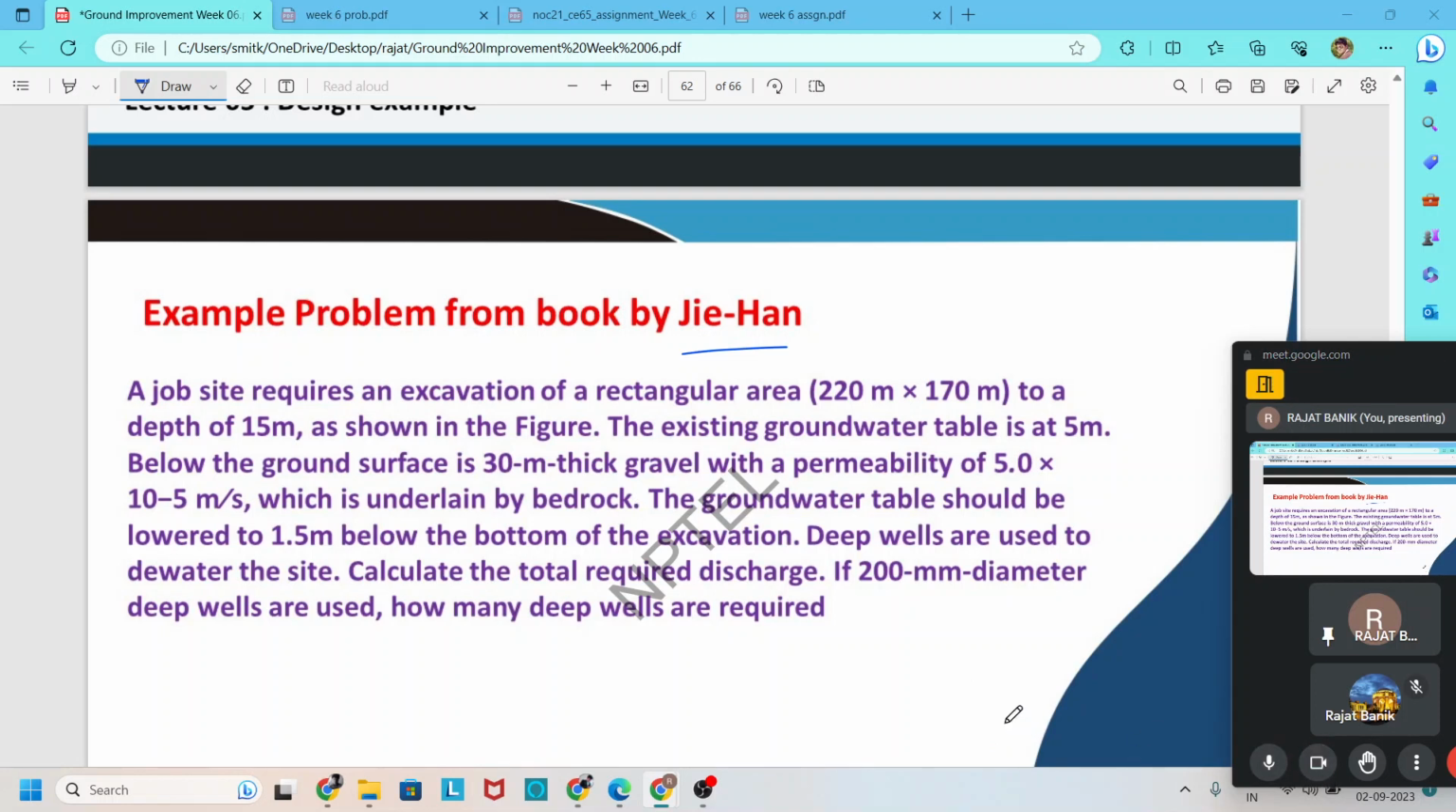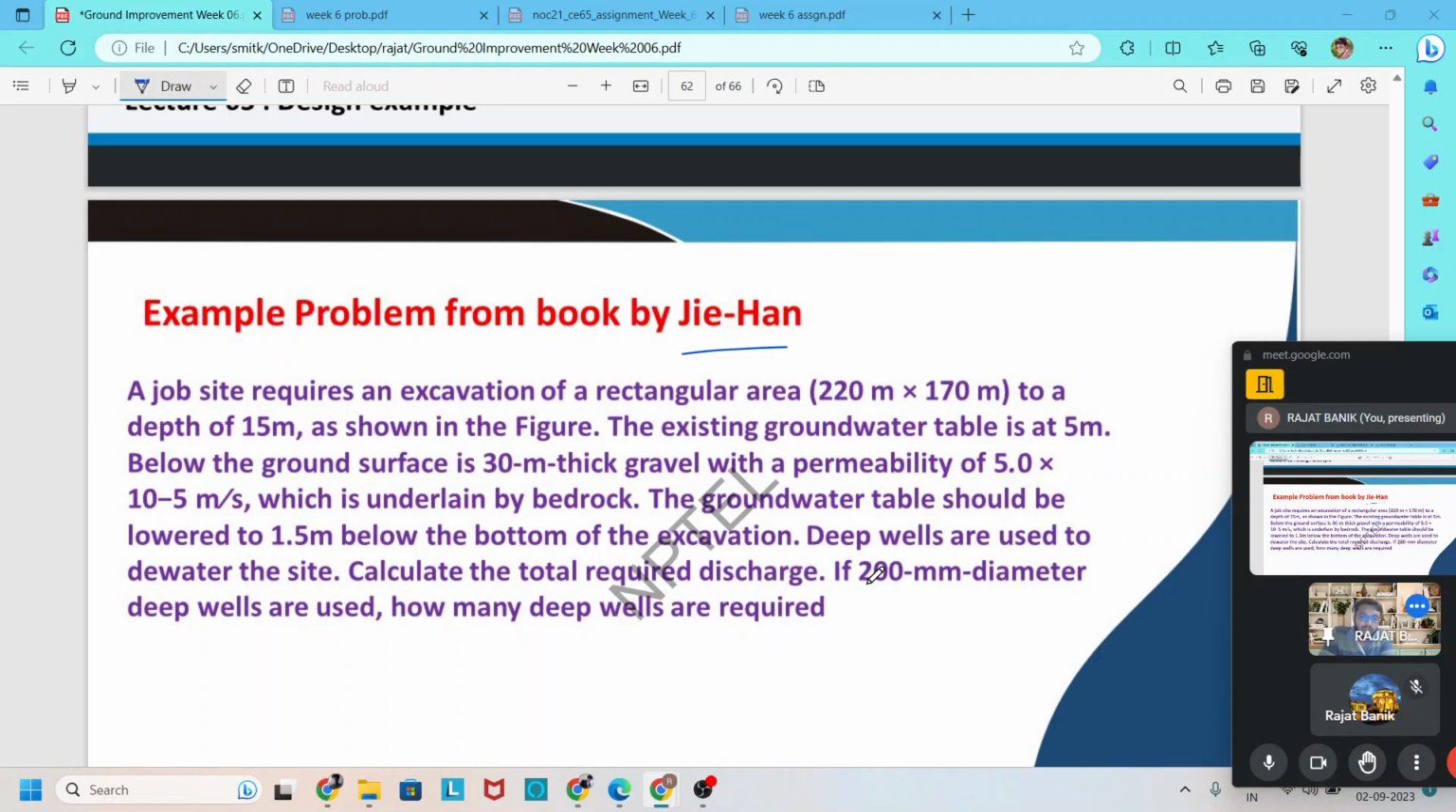It is said that the site requires an excavation of a rectangular area 220 meter by 170 meter to a depth of 15 meter, as shown in the figure. The existing groundwater table is at 5 meter depth, and below the ground surface is 30 meter thick gravel with a permeability of 5 × 10^-5 meter per second, which is underlain by bedrock.